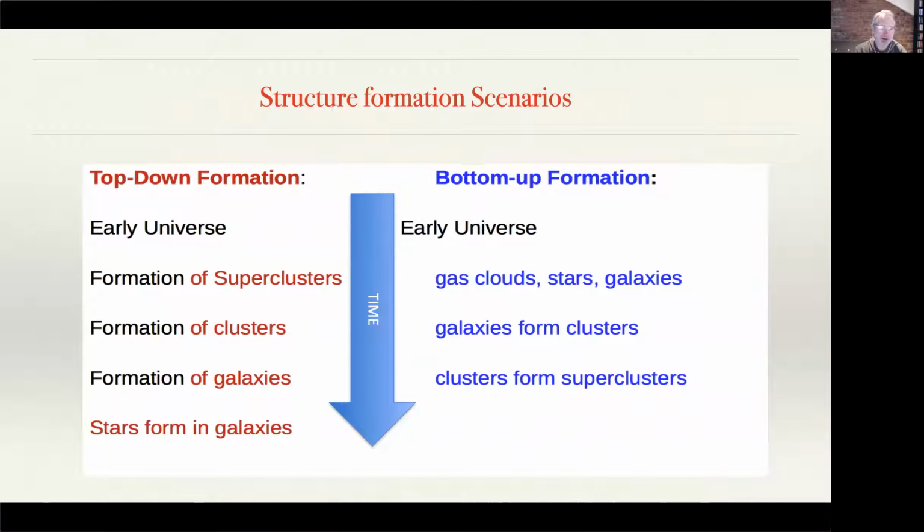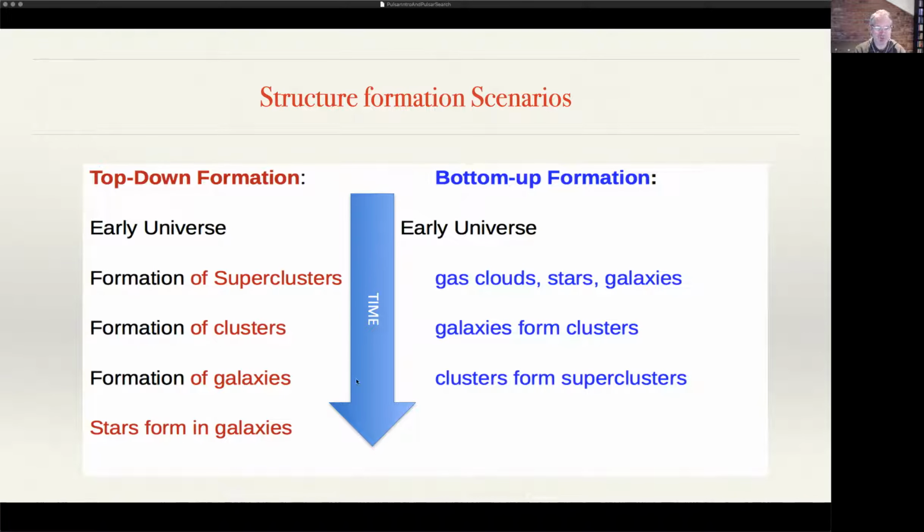Why is this interesting? Well, one of the main reasons is we want to understand how the structure that we see in the universe formed. So how did we get all of the galaxies, the clusters of galaxies, and all of the structure that we see? There are two different scenarios which you can imagine. One is called top-down formation.